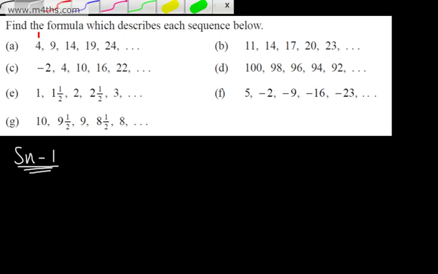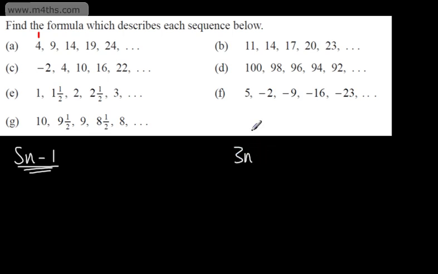If we now look at part B, this is going up by 3 each time. So we know it will start 3n. Remember, this is going to be 1. 3 times by 1 is 3. I need to add 8 to get to 11. That will give me 3n plus 8. Does that work? Well, if this is 2, 3 times by 2 is 6, plus 8 is 14. 3 times by 3 is 9, plus 8 is 17. So yes, it does work.